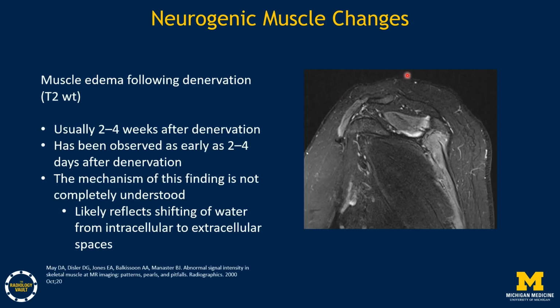Here's a sagittal image, T2 weighted, of the shoulder, and we can see ill-defined homogeneous edema involving multiple muscles, typical of neurogenic changes. Muscle edema following denervation can occur typically 2 to 4 weeks from the denervation, but sometimes it can occur even earlier, even 2 to 4 days after the denervation. The mechanism is not really understood, probably relates to shifting of water from intracellular to extracellular spaces.